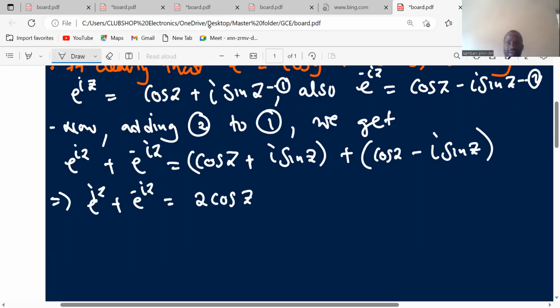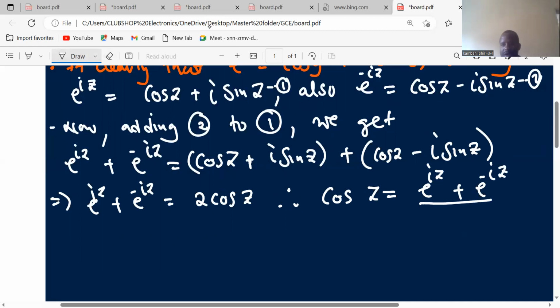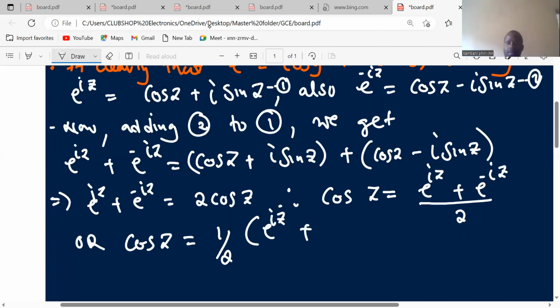So dividing both sides by 2, this will further imply that, therefore, cos z is defined as e to the iz plus e to the negative iz divided by 2, or simply cos z is equal to 1 over 2, when we factor out the half, open bracket, e to the iz plus e to the negative iz. That is how cos z is defined.